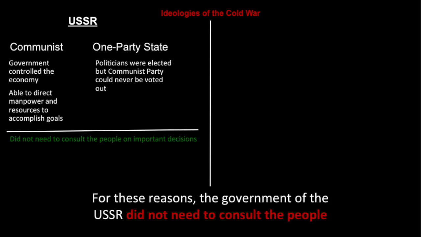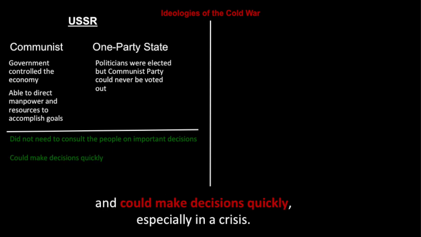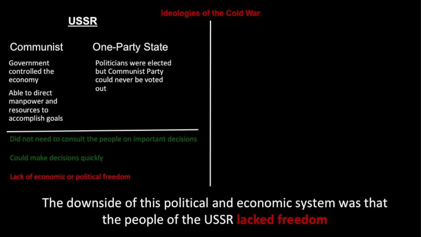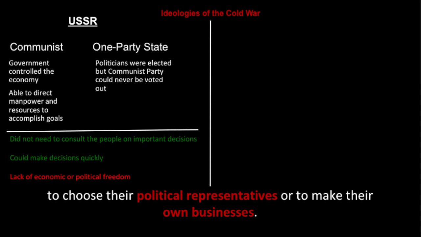For these reasons, the government of the USSR did not need to consult the people and could make decisions quickly, especially in a crisis. The downside of this political and economic system was that the people of the USSR lacked freedom to choose their political representatives or to make their own businesses.